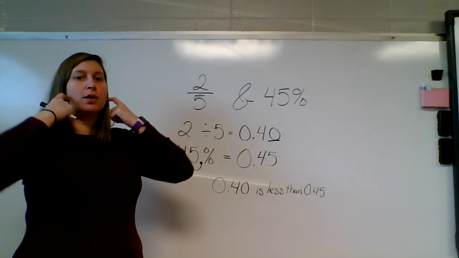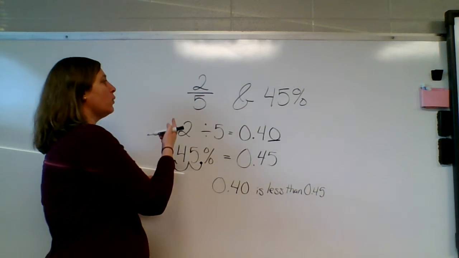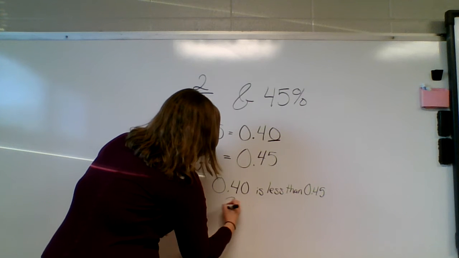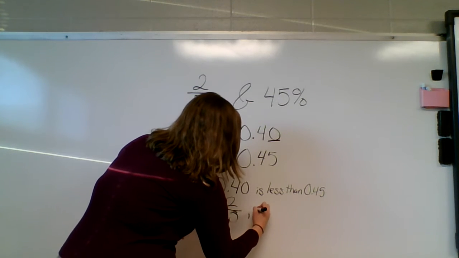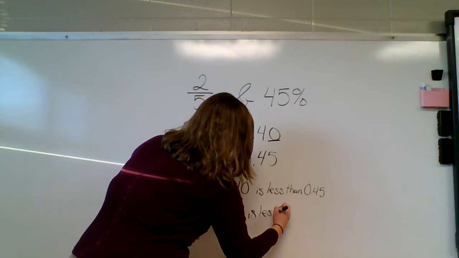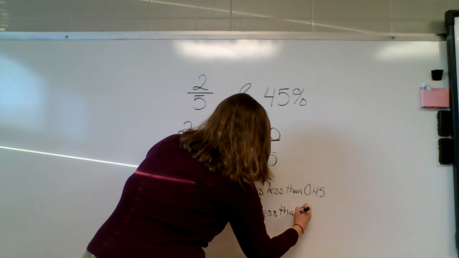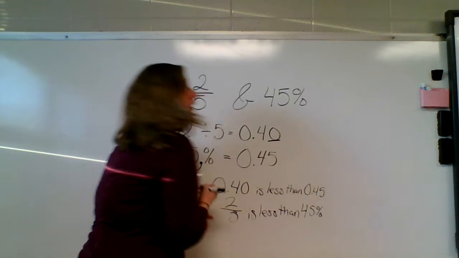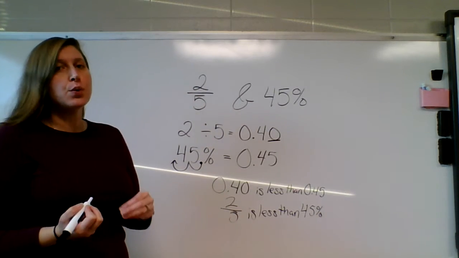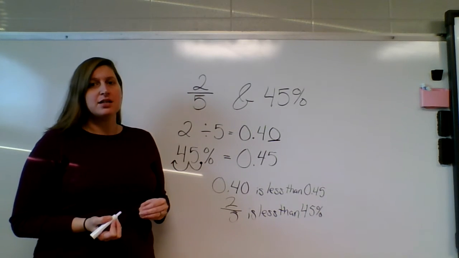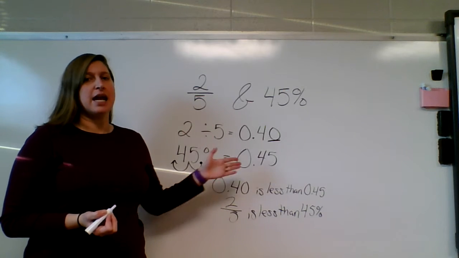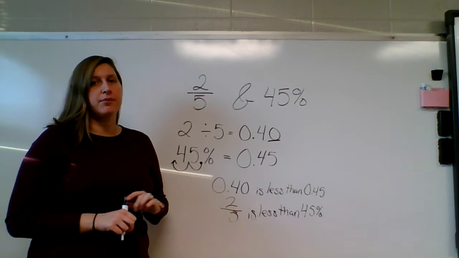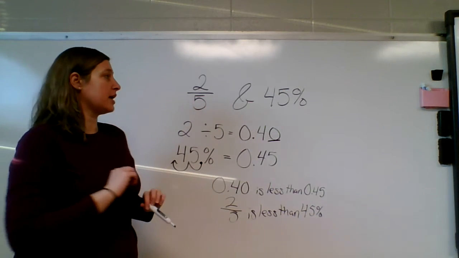But finally, the last thing we really want to do is turn them back into their original form. So we know that 2/5 is less than 45%. And I can tell you 100% for sure that 2/5 is less because I turned them into the same form to compare. Okay, let's look at another example.